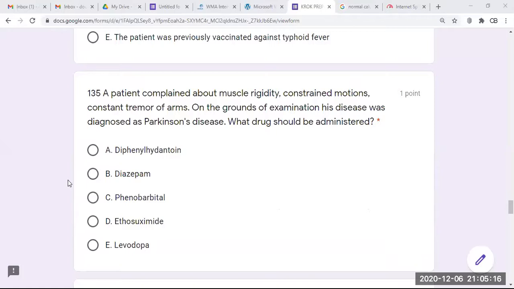Okay. So Millicent, is Daniela around? Yeah. Please read question number 135 for us. Okay. A patient complained about muscle rigidity, constrained motions, constant tremor of arms. On the grounds of examination, his disease was diagnosed as Parkinson's disease. What drug should be administered?